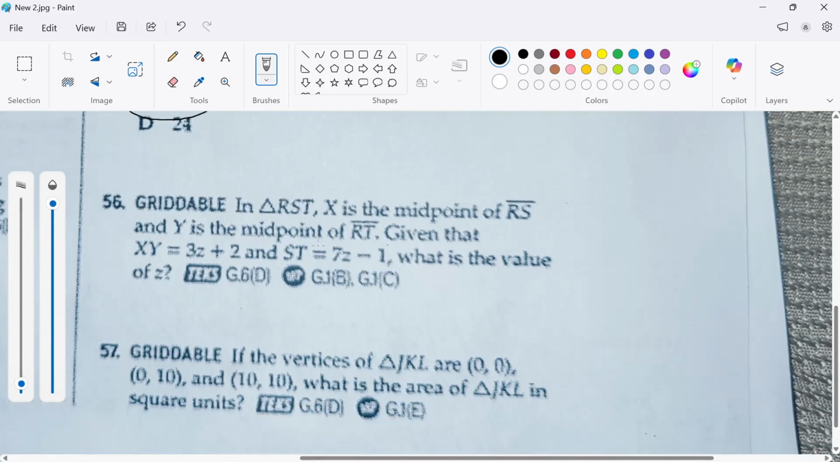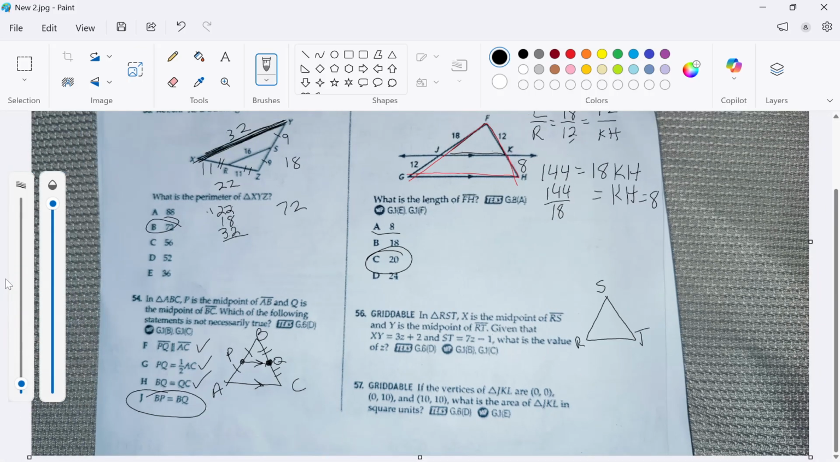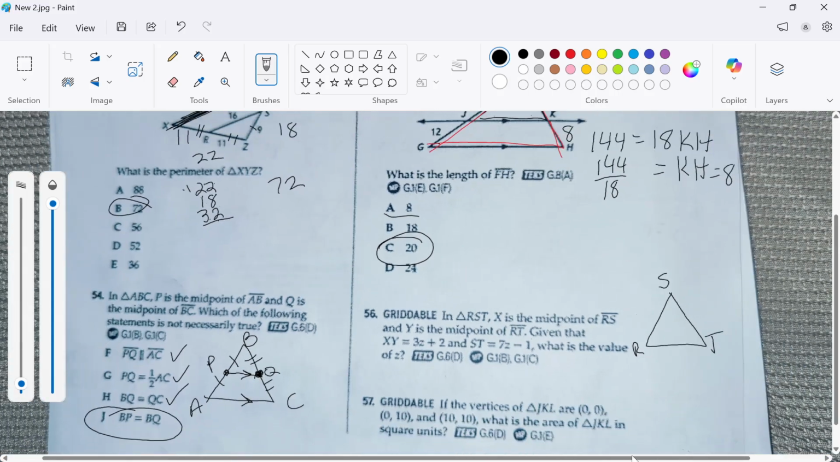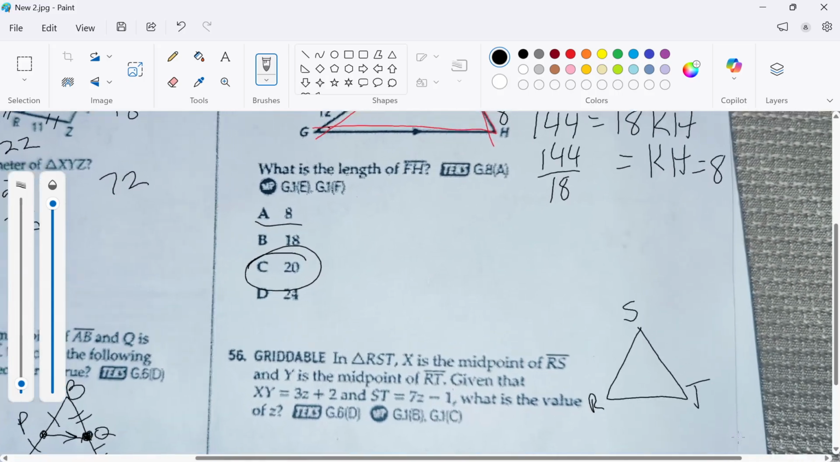All right, next one. In RST, I've got to draw it myself. And man, they don't really give enough room here. Look, they fit 2 problems into the space of 1 on the other side. They're really stingy with space.